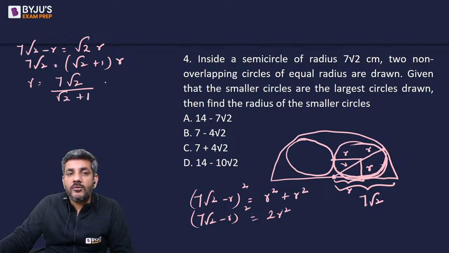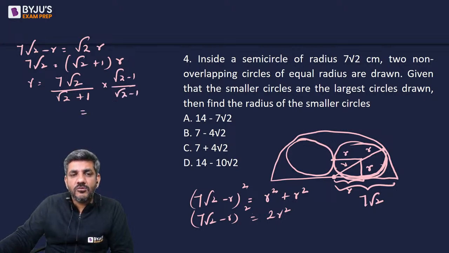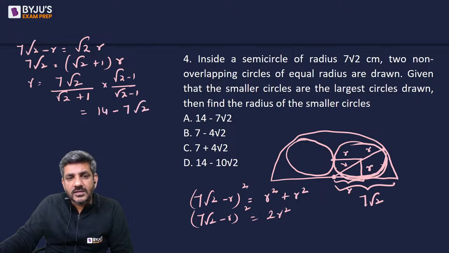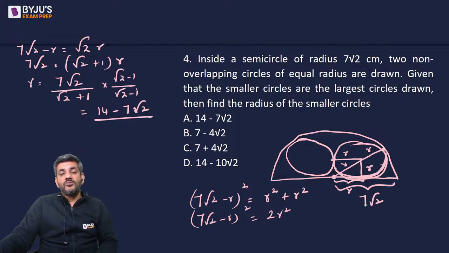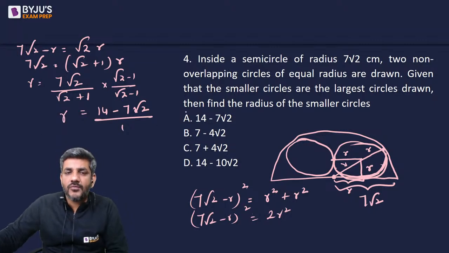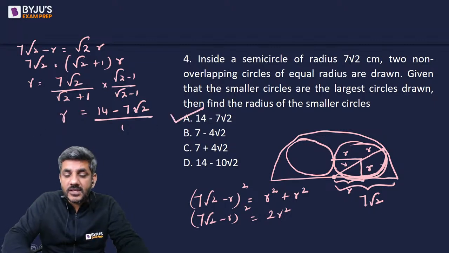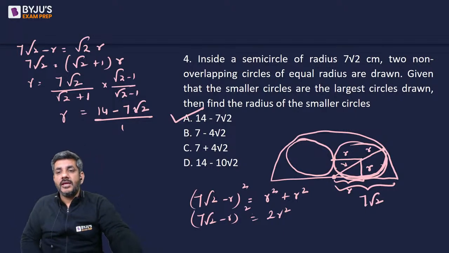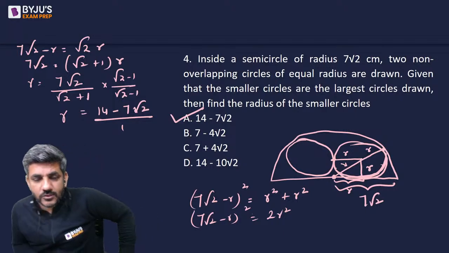Now 7 root 2 by root 2 plus 1 को ऊपर नीचे multiply कर देता हूं root 2 minus 1 से, to rationalize it. This gives me 7 root 2 into root 2, which is equal to 14 minus 7 root 2, divided by root 2 plus 1 into root 2 minus 1, that is root 2 square minus 1 square, that is 1. So the radius of the smaller circle is 14 minus 7 root 2, which is given in option A. So option A is the right answer for this question.